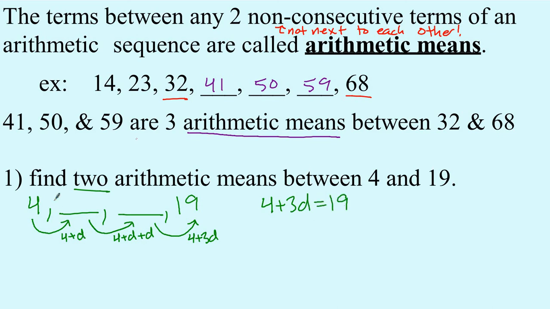You can also think of it as how many jumps we had. Well, we had 1 jump, 2 jumps, 3 jumps. So we had 3 differences we had to add to that first term. Okay, so we solve that. We get 3d equals 15. So the difference is 5. So that's what you're adding every time. 4 plus 5 is 9. Plus another 5 is 14. Plus another 5 is 19. So your arithmetic means are 9 and 14.